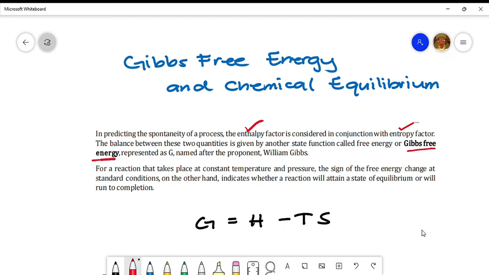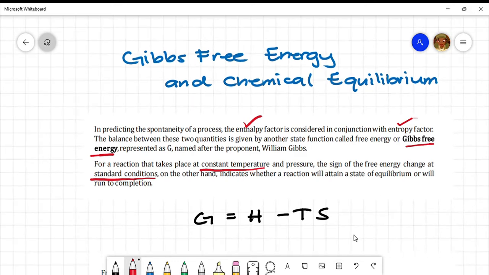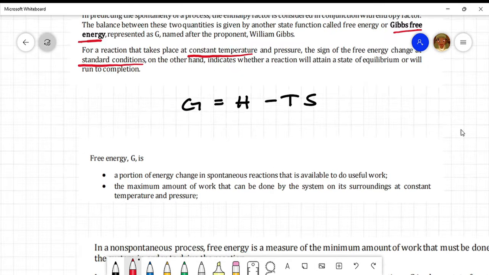So for a reaction to take place at a constant temperature and pressure, note that this is constant, not standard conditions. The sign of the free energy change at standard conditions, on the other hand, indicates whether a reaction will attain a state of equilibrium or run to completion. So if we are given standard temperature and pressure, the sign of the Gibbs free energy change at standard conditions will let us know if the reaction runs to completion or if it's in chemical equilibrium. I can elaborate on this in a few minutes.